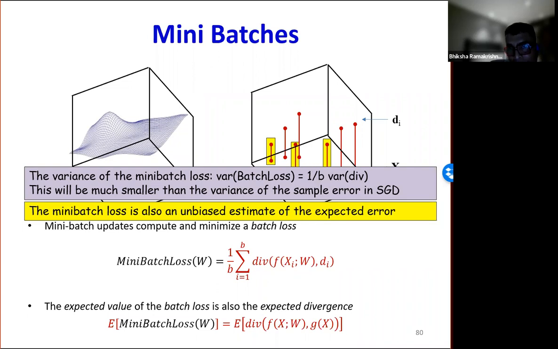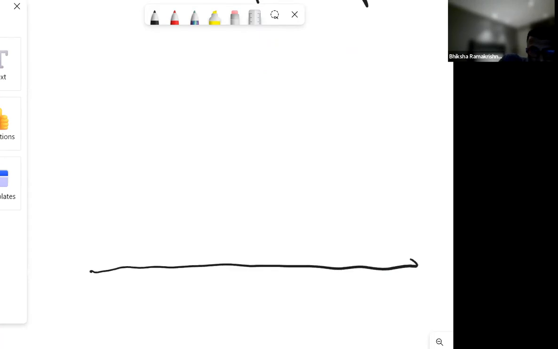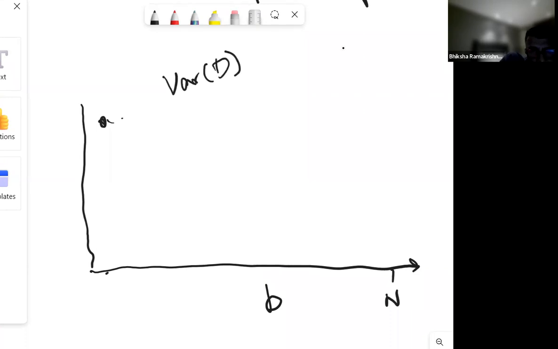And so to answer your question, again, here's what we had, right? So if this is my mini batch size, and if this is my full batch size N, then for a mini batch size of 1, the variance of your loss is going to be the variance of the divergence itself, right? Then how does the mini batch variance fall off with mini batch size? How does it fall off?